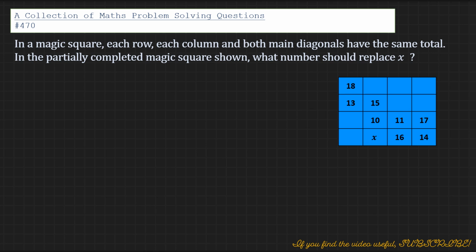In a magic square, each row, each column, and both main diagonals have the same total. In the partially completed magic square shown, what number should replace x?